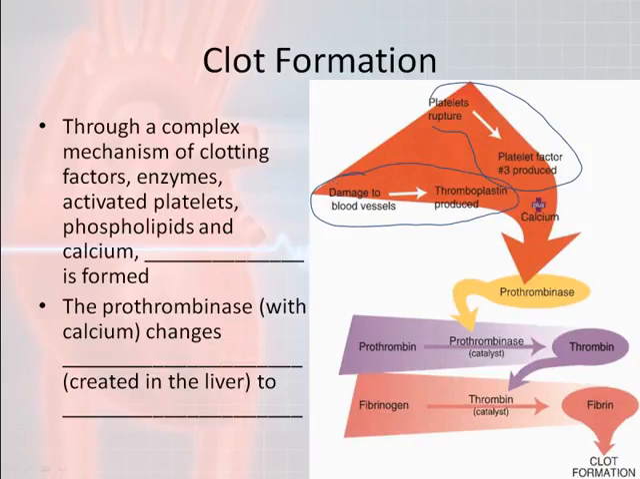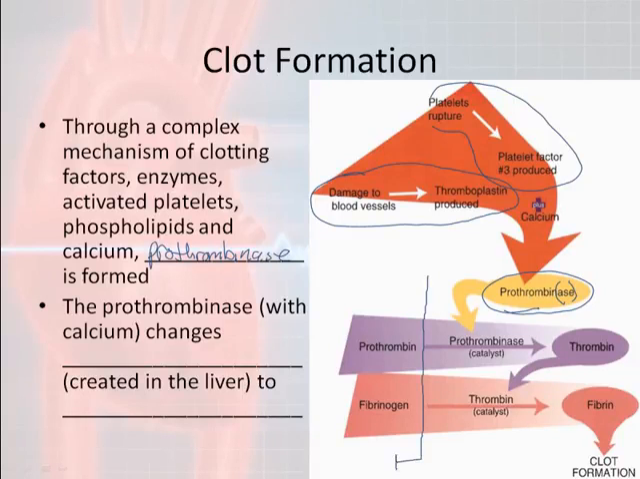Through a complex mechanism of clotting factors, enzymes, activated platelets, phospholipids, and calcium, a specific substance called prothrombinase is formed. Now, as a side note, anything with ASE at the end is considered an enzyme. An enzyme converts one substance to another substance with very little heat and very little energy. So prothrombinase is actually formed.